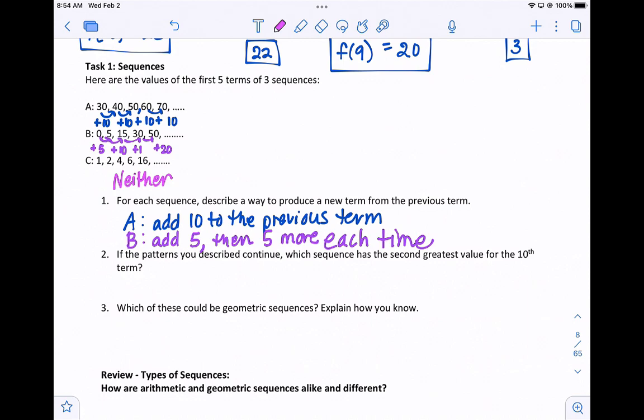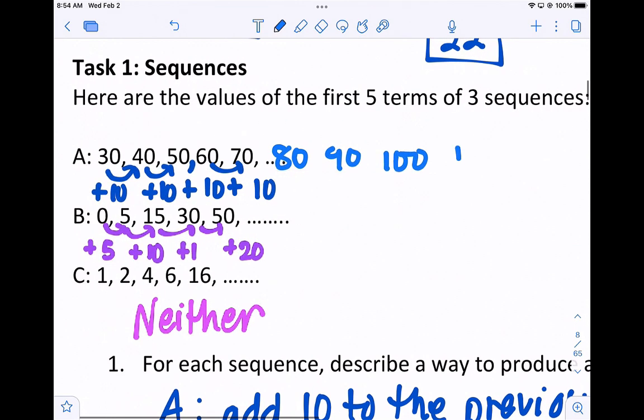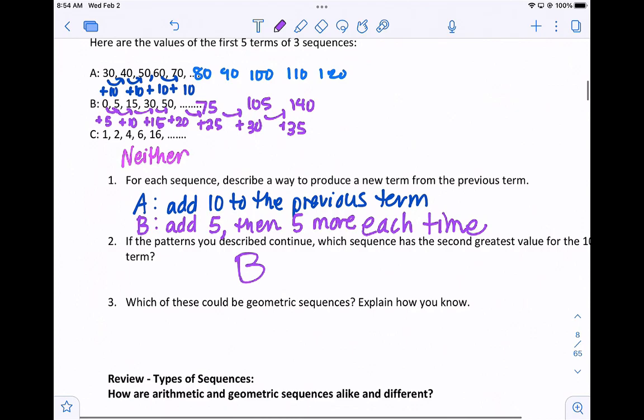Okay, so it says, if the patterns you described continued, which sequence has the greatest value for the 10th term? Okay, so how many terms do we have listed? We have 5 terms. Okay, so I guess we could just keep going out. So we have 1, 2, 3, 4, 5. So we have 80, 90, 100, 110, 120. So we need 5 more terms. Okay, and for the next one, it'd be plus 25 for the next one. So 75. And then plus 30, so 105, plus 35, so 140.